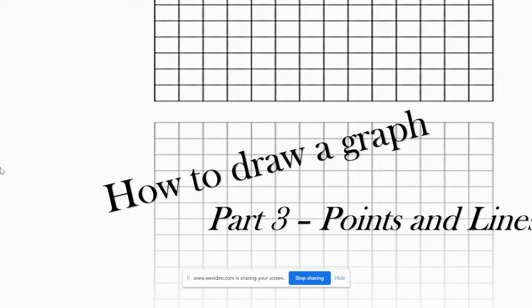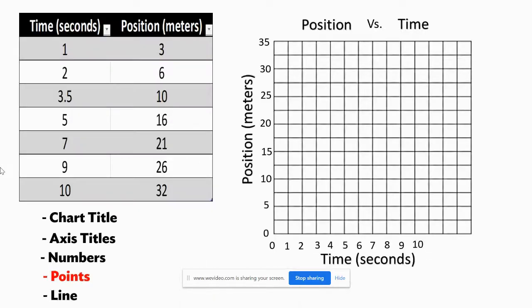This time we're talking about how to draw a graph, and this is part 3 of this glorious series where we finally get to put the points and lines on our graph and finish it up. Right, so in the previous videos we've titled the graph. We put titles on the top and on the axes, and we have numbered the graph so that now we can begin adding the points to it.